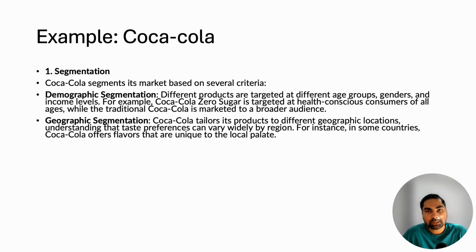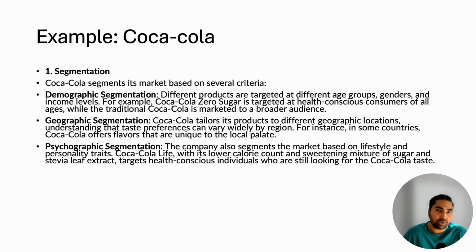So for instance, Coca-Cola offers a mango-based drink in India because mango is very famous there. That's called Maaza. But you wouldn't find that everywhere. You wouldn't find that in all parts of the world. And it also offers a lemon-based drink called Limca, which is also something that you wouldn't find in all the places in the world. So it does a lot of geographic segmentation.